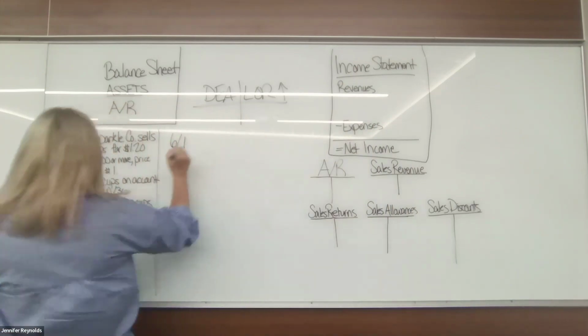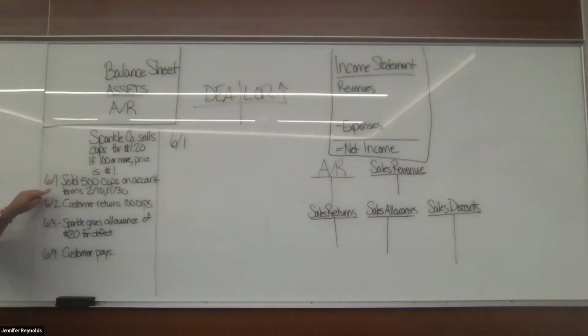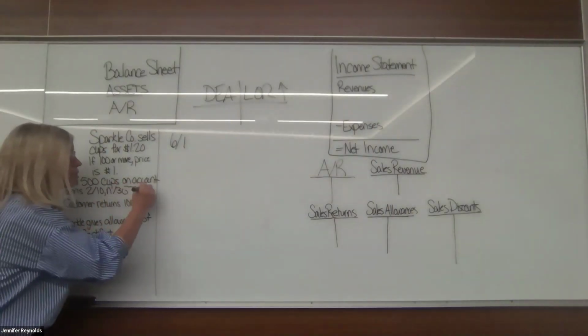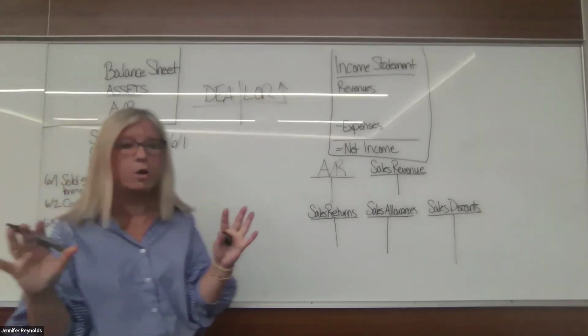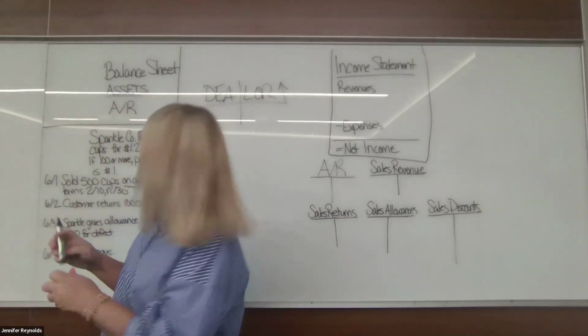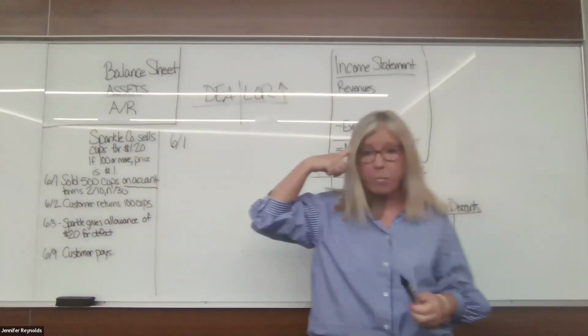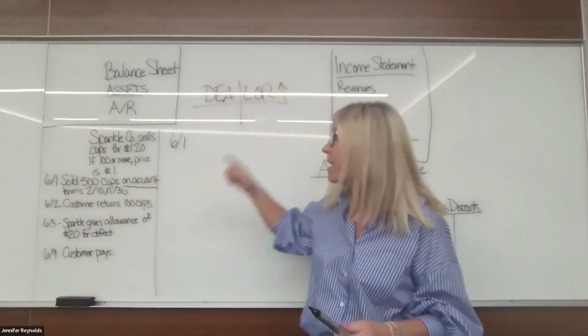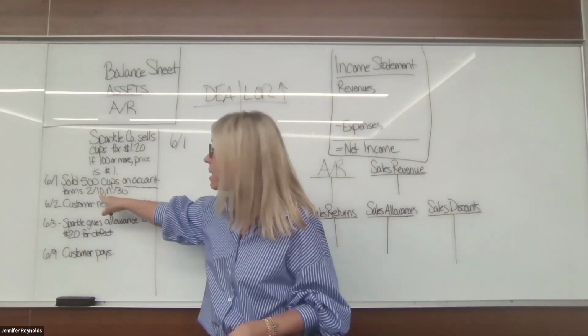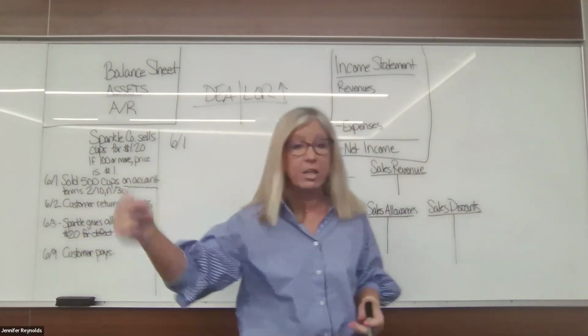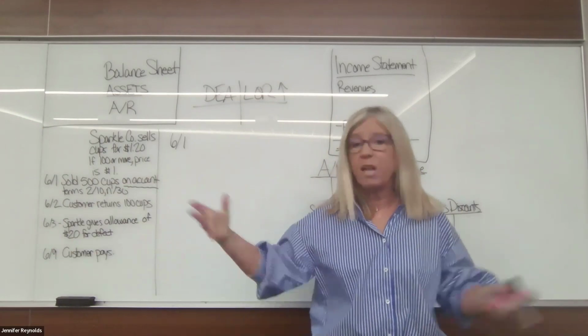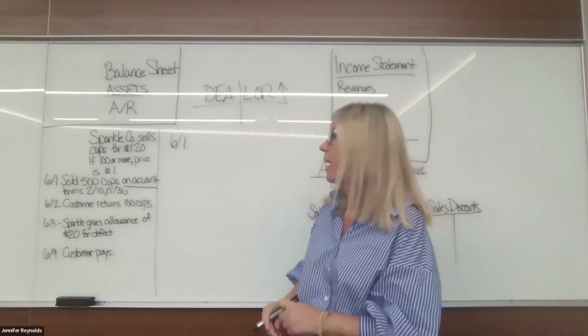On June 1st, Sparkle sold 500 cups on account. Remember, when you see those words "on account," underline it, circle it, and say no cash happened. Sold them on account for terms 2/10 net 30. What does that mean? If the customer pays within 10 days, they get a 2% discount. If not, they have 30 days to pay the full balance.